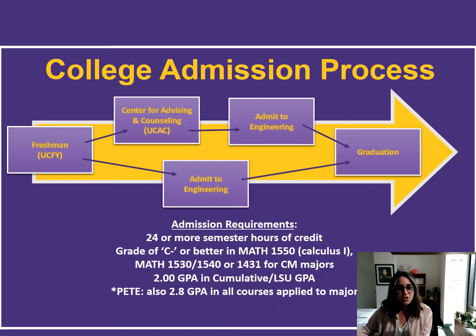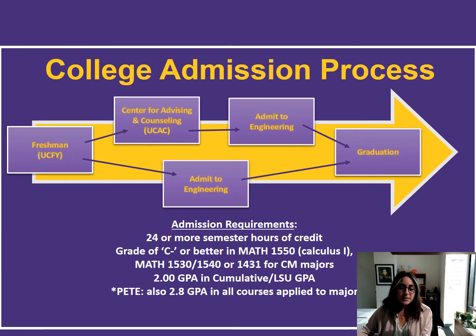So the College of Engineering has 3 admissions requirements. One is that you need 24 or more semester hours of credit. You also need a C or better in calculus, or a C minus counts. If it's construction management, then it needs to be a C or better in 1431. You need a 2.0 GPA, and if you are a petroleum engineer major, you need a 2.8 GPA.